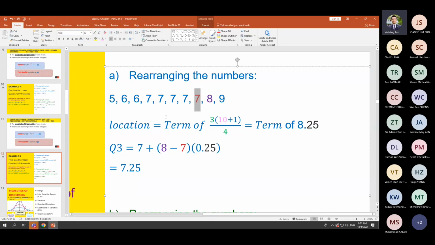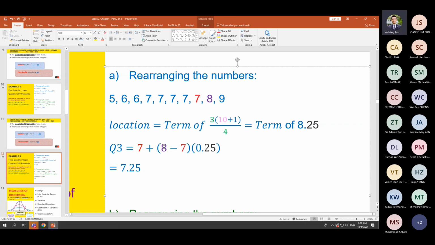We have to use the term 8 value, which is the 7. I use red color. It's from here, substitute to here, plus the difference between T9 and T8, 8 minus 7, substitute to here, multiplied with 0.25. How do we get 0.25? From this 8.25 here. So substitute 0.25 to here.